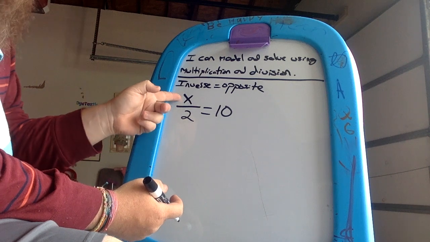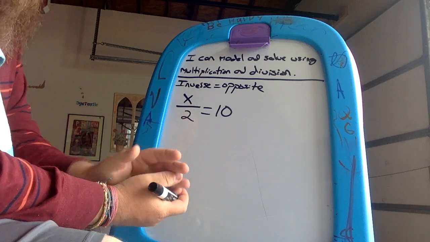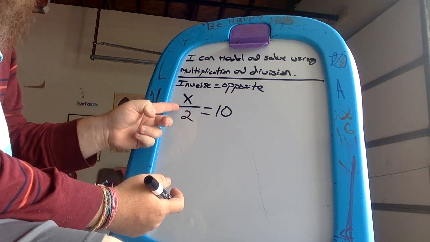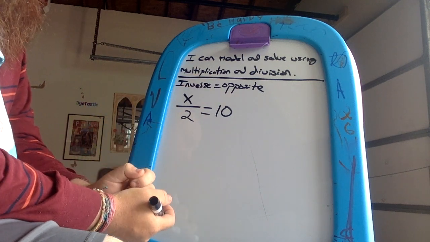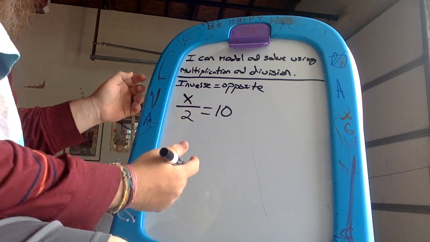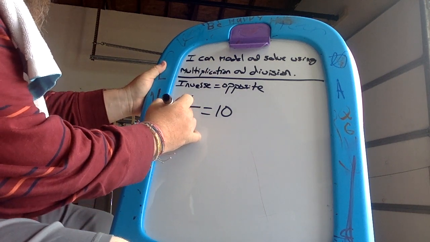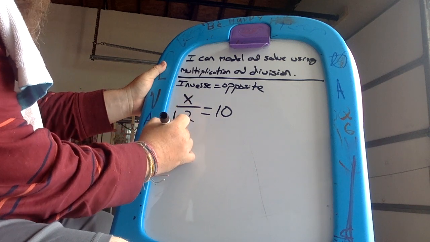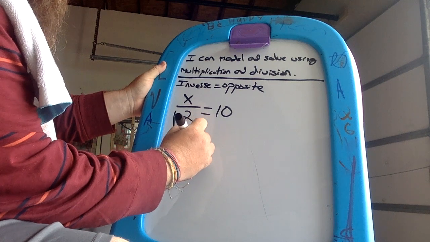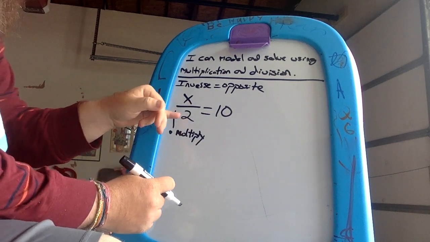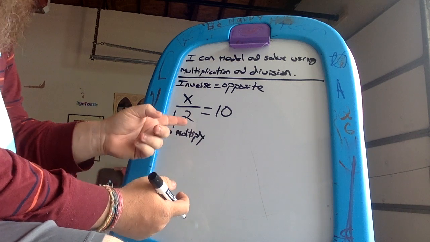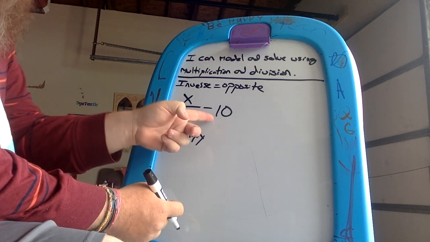So if this one says x divided by 2 equals 10, we know with the inverse, we're looking at the opposite. I know automatically what is the opposite of division. Just like when you go back to the I can statement, the opposite of division is multiplication. So I'm going to put this here: opposite means multiply. All you're doing is taking the two numbers that you see. What are the two numbers you see? The denominator is the 2, and the answer is the 10.